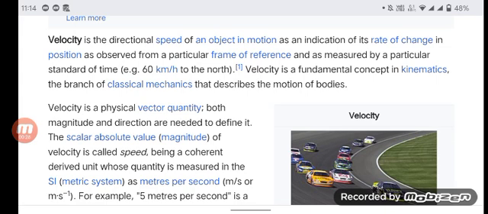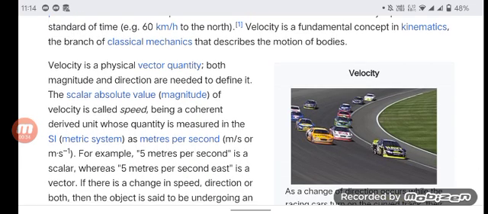Velocity is a fundamental concept in kinematics, the branch of classical mechanics that describes the motion of bodies. Velocity is a physical vector quantity. Both magnitude and direction are needed to define it. The scalar absolute value magnitude of velocity is called speed, being a coherent derived unit whose quantity is measured in the SI metric system as meters per second, m/s.